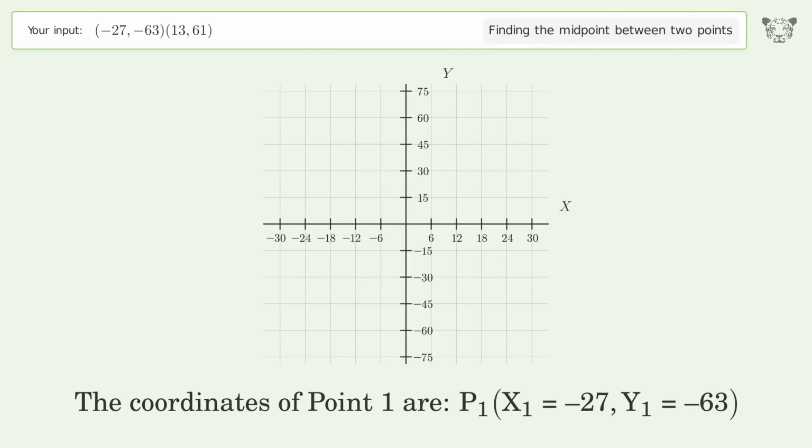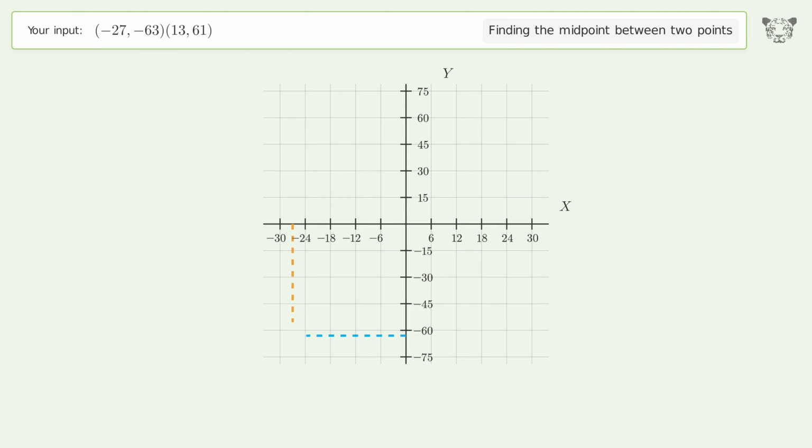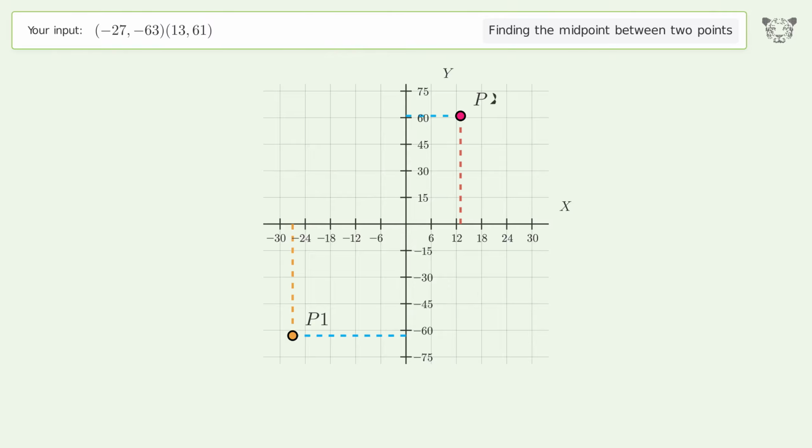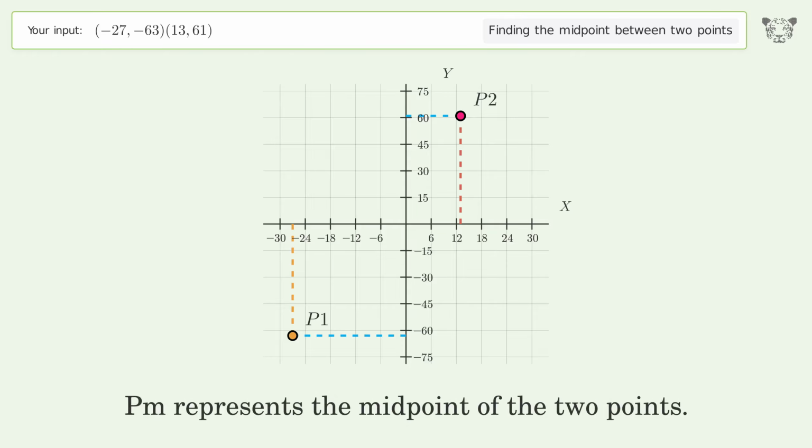The coordinates of point 1 are, x1 equals -27, y1 equals -63. The coordinates of point 2 are, x2 equals 13, y2 equals 61. PM represents the midpoint of the 2 points.